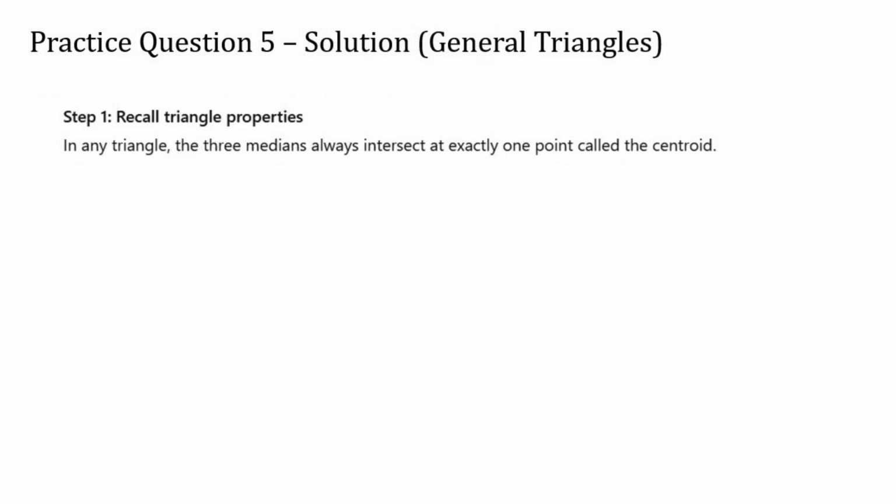First, we recall an important property about medians in any triangle. The three medians of a triangle, that is, the line segments from each vertex to the midpoint of the opposite side, always meet at exactly one point. This point is called the centroid. It does not matter if the triangle is acute, obtuse, or right. The medians will always intersect at a single point inside the triangle.